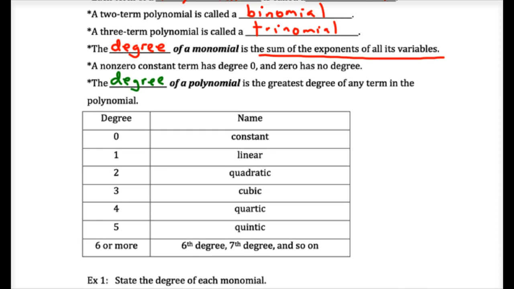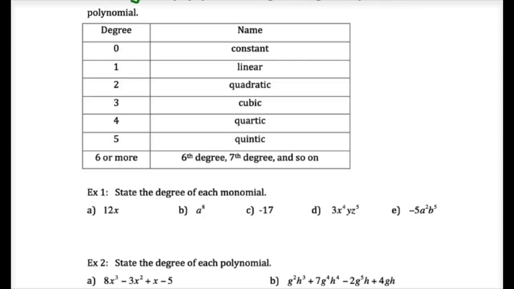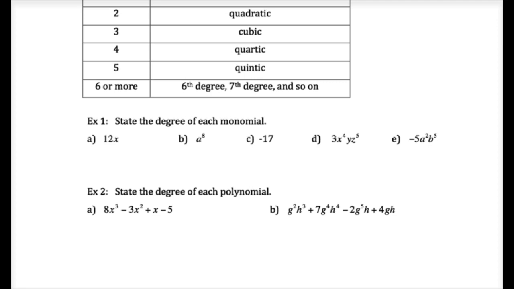Refresh. The degree of a monomial is the sum of the exponents of all the variables. Sum of the exponents. Don't say it out loud. What's the degree of 12x? Raise your hand if you think you know it. Take a risk. It's okay to be wrong. Briggs. But what's the degree?